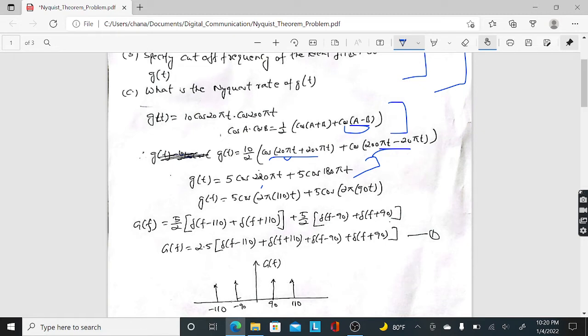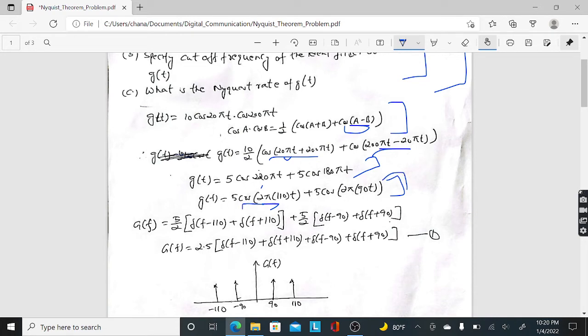Now let me convert it into the standard cos 2 pi f naught t format. If I take 2 pi common, it comes to 5 cos 2 pi times 110t plus 5 cos 2 pi times 90t. So I just converted it into the 2 pi f naught t form.